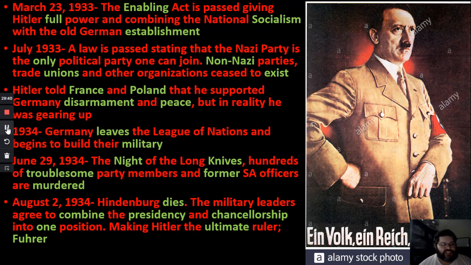And just to make sure that everything was going hunky-dory for Hitler, on June 29th, 1934, there is a night called the Night of Long Knives. Basically, Hitler has been creating a hit list of all the people in his political party that are troublesome. He sees them as possible eventual political rivals, people who might backstab him, former SA officers who could be like, "Well, you know what, Hitler's doing a bad job, I should be the next person in charge." People who are ambitious and things like that.